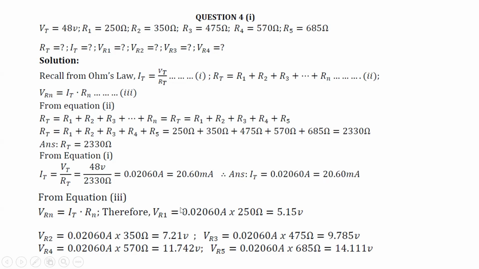For the voltage drop across VR1, we recall our equation here. This is equation 3. For VR1, the total current, which is 0.02060, times 250 ohms, gives us 5.15 volts.